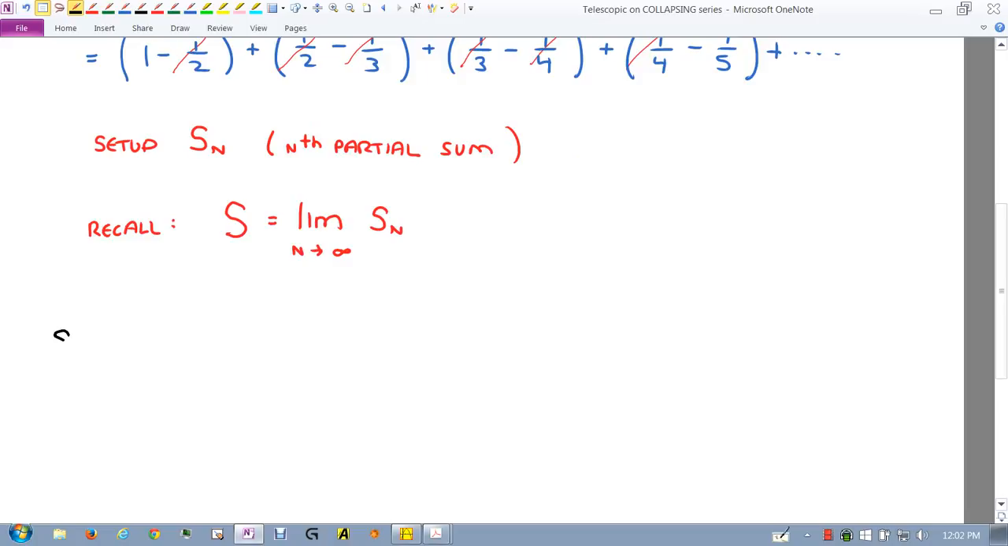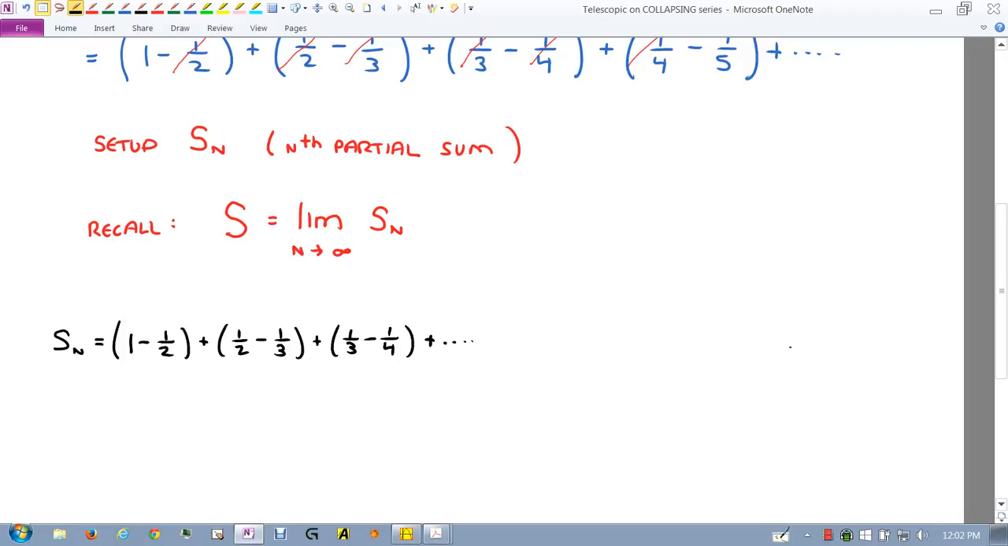So S sub n is what happens when you start adding these guys up, right? But you stop somewhere, don't you? You actually stop at n. So I'm going to rewrite this sum right here, but I'm going to stop at n. So watch how it looks. It's 1 minus 1/2 plus 1/2 minus 1/3 plus 1/3 minus 1/4 plus, now normally I would go dot, dot, dot forever, right? But this time I want to stop.